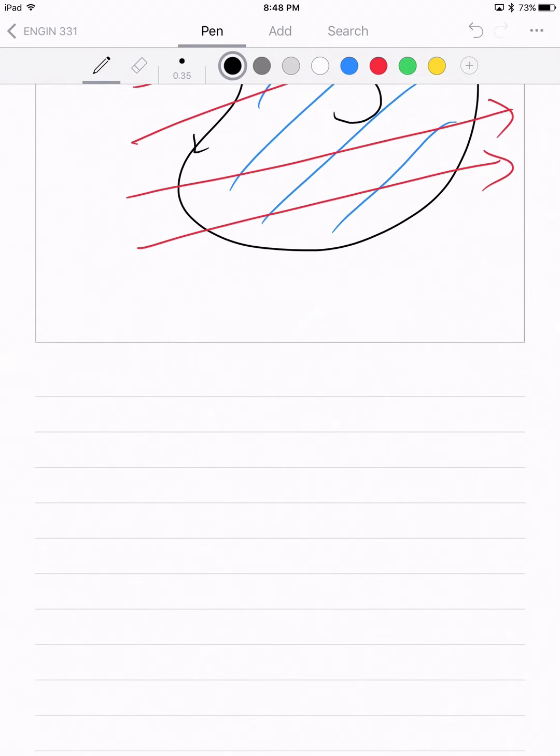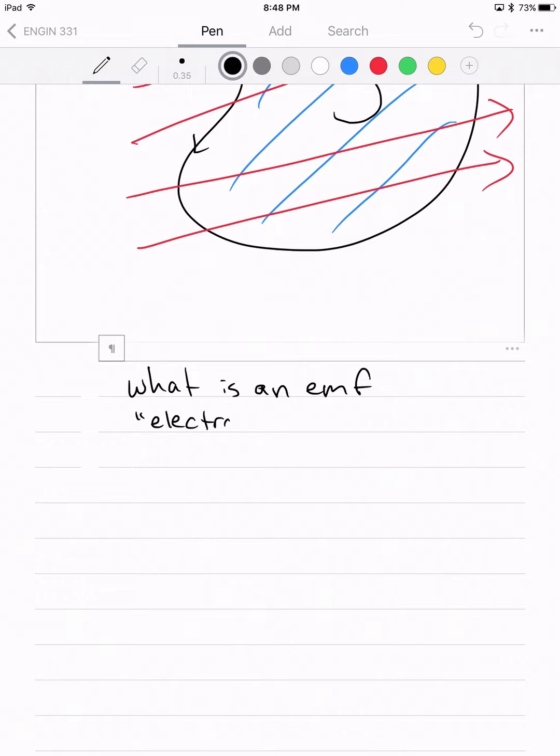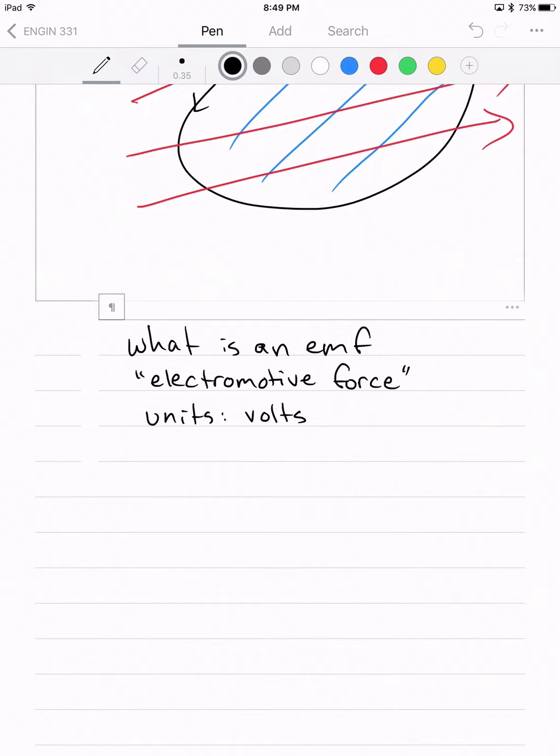But the question here is, what is exactly an EMF? EMF stands for electromotive force. But that's not particularly informative. It has units of volts, but it's not the same as just a general voltage. And that's not very informative either.